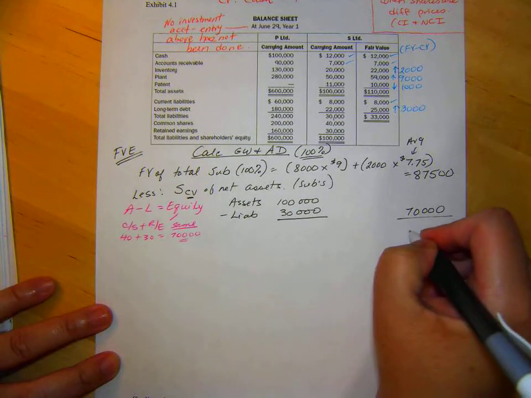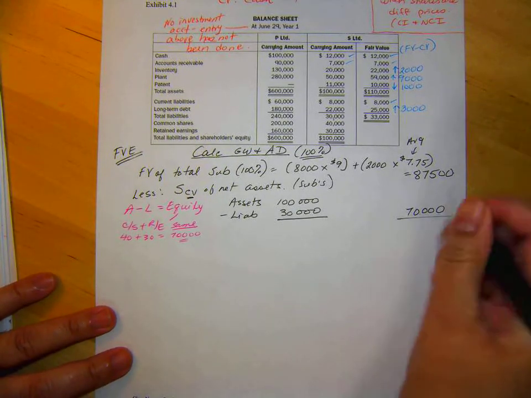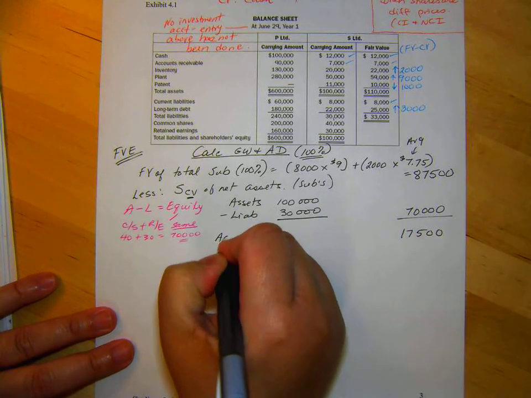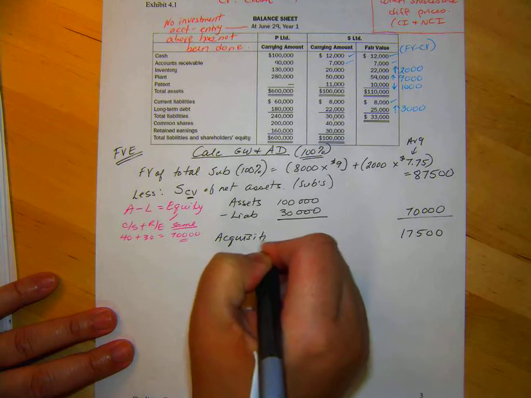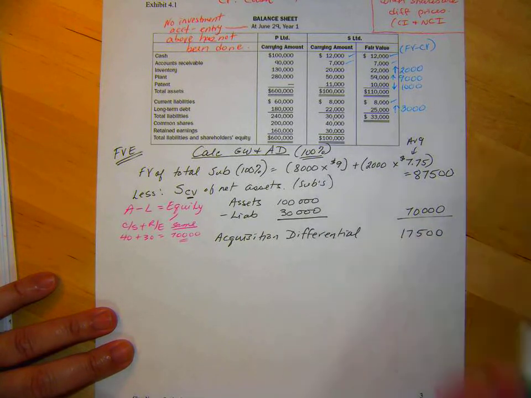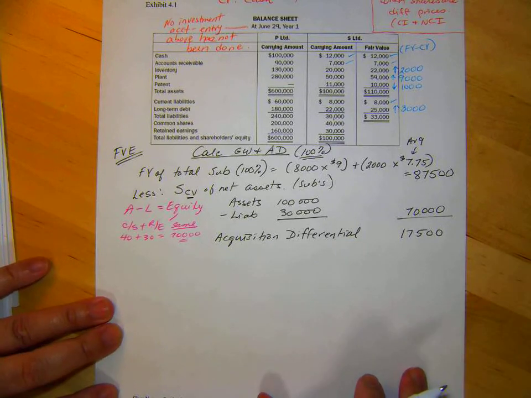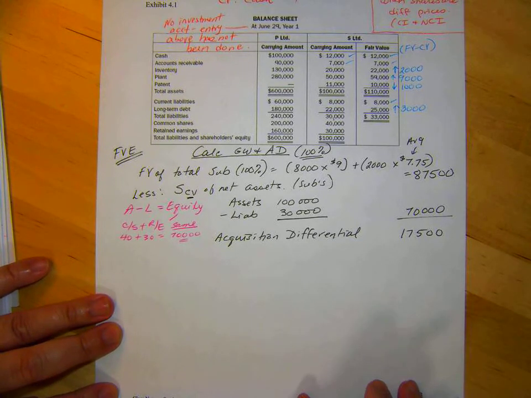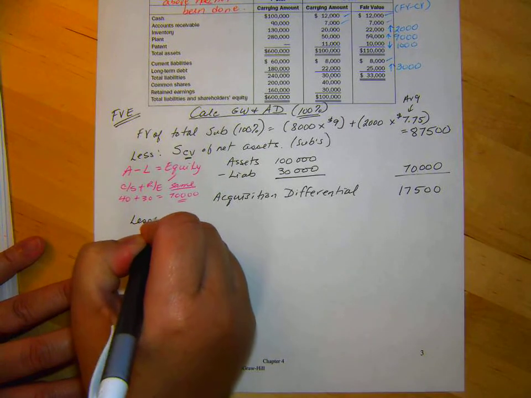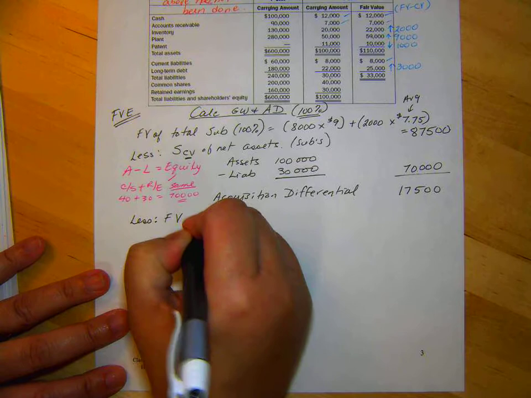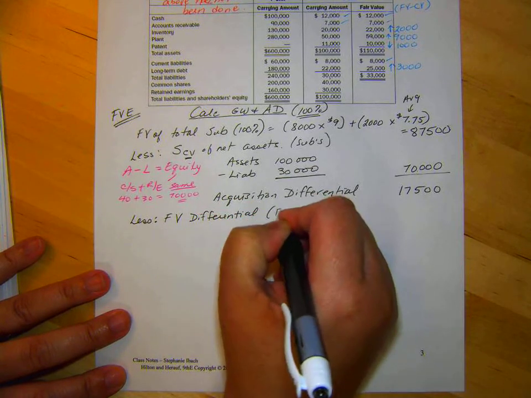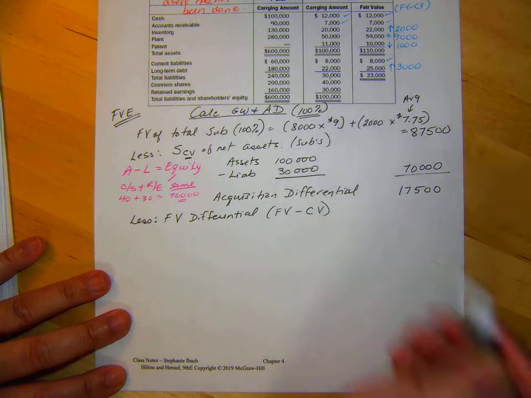Okay, so we subtract that. We get 17,500. And that's called acquisition differential, or just AD. Now, what do we take off from that? We take away the fair value differential, or you can just call it FV minus CB, because that's what you're actually doing.